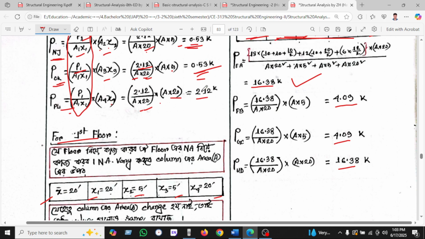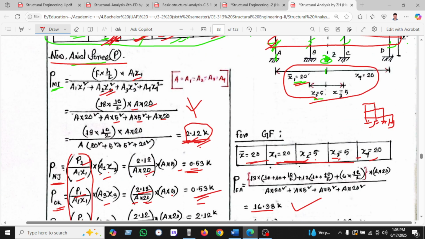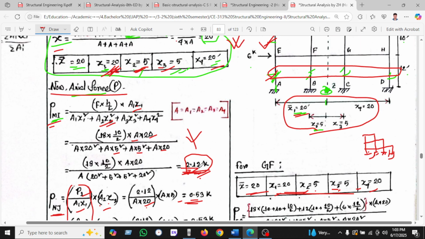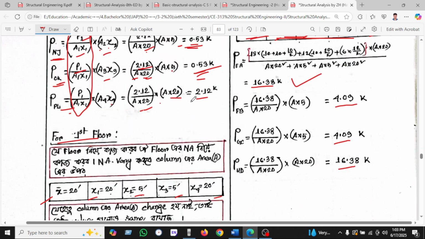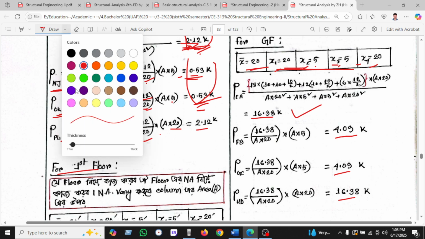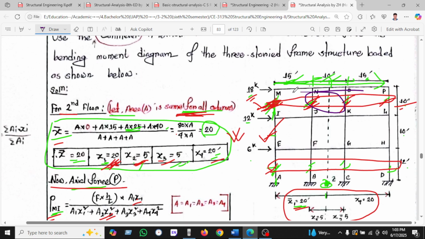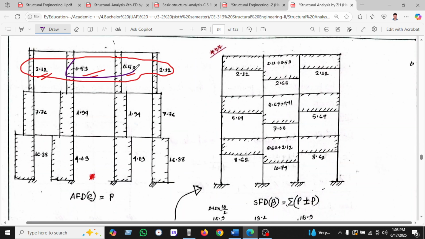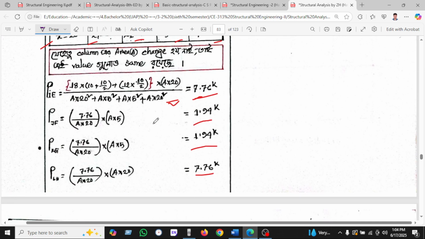So from this case we have been seeing the second floor. This is the second floor, the axial force of the second floor. At first we found P, which is this portion, and found 2.12. So we have taken 2.12 and 0.53 and 0.53, consecutively 0.53. I'm just changing color for your better convenience. So this is the 0.53 for these two columns. So 0.53 is given here and 2.12, and the last one 2.12.